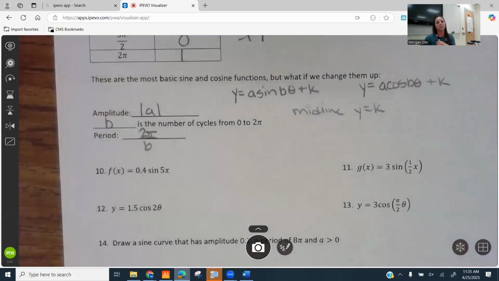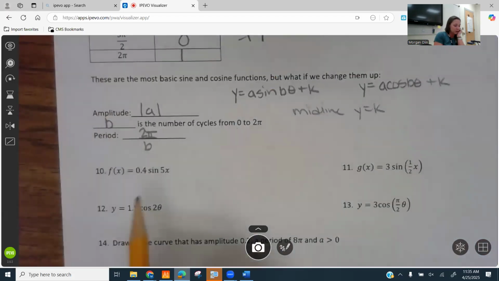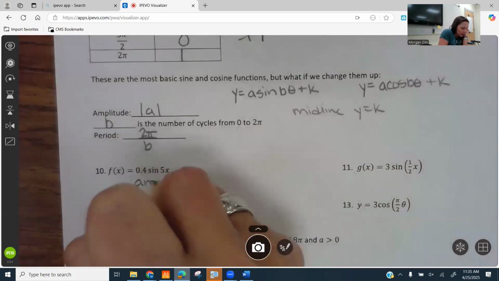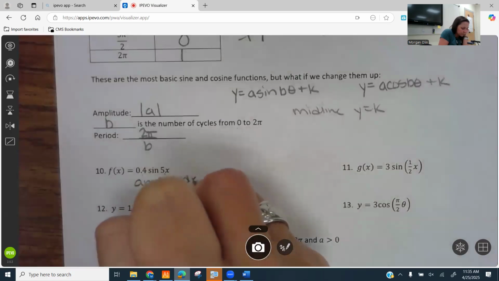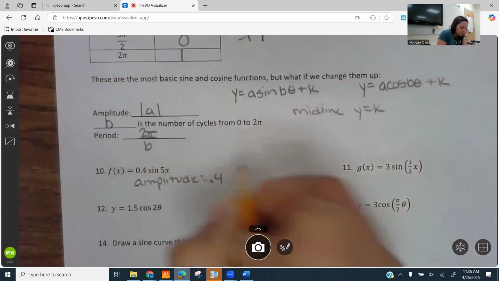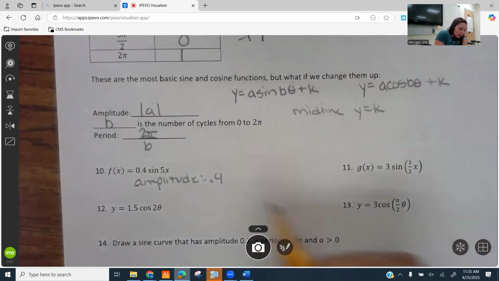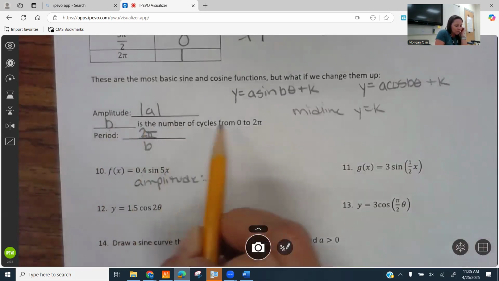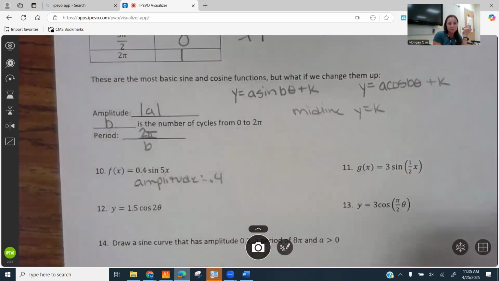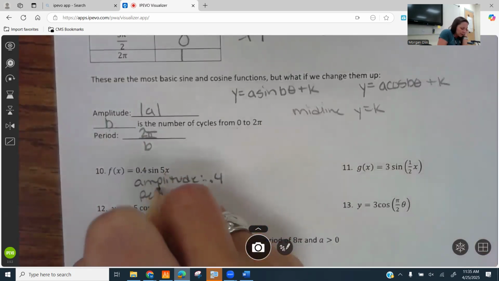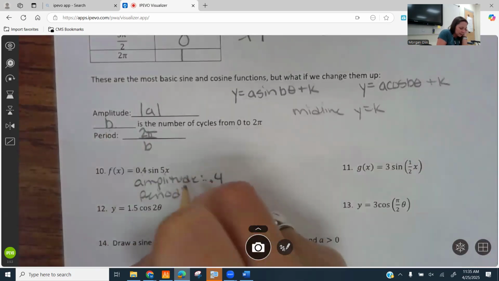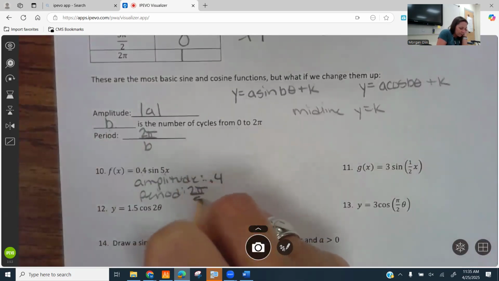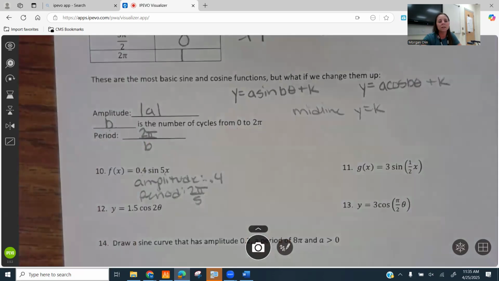So here we go. Let's see if we can give some different information on this, and I'm going to graph some of these so that you can see it as well. Here, this 0.4 means our amplitude is 0.4. Now for b, there are going to be 5 cycles from 0 to 2 pi. That's what that b means. So our period is 2 pi over 5. Let's go graph this.